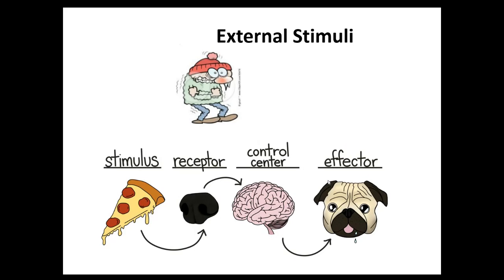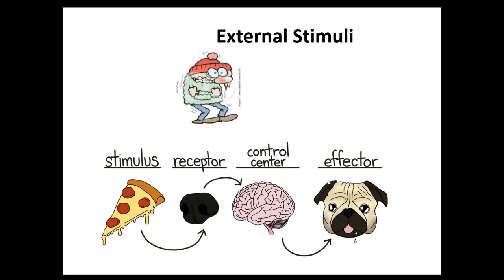All right. External stimuli. So temperature, we've talked about this before. You're going to sweat when it's really hot. You're going to shiver when it's really cold. Things like smell, like you smell food, it's going to trigger something inside your brain and it's going to cause you to react. If you're hungry, your stomach might growl, you might drool, etc.